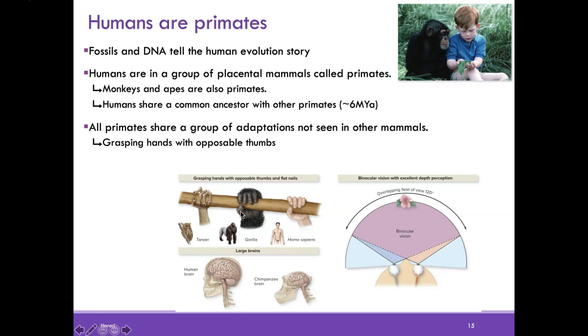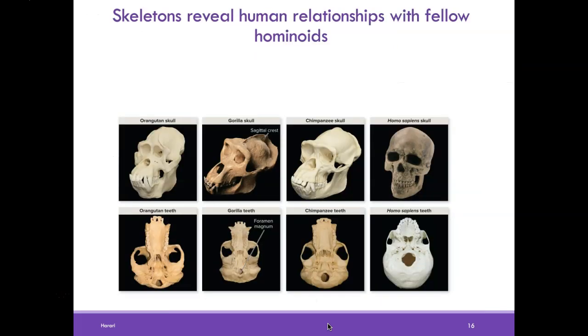So primates are able to grasp with opposable thumbs, so we can grab onto things, unlike any other mammal. Primates have binocular vision, so we can see 3D, really good depth perception, and we have overlapping field of view. We'll talk a lot more about that in chapter 16 when we talk about vision. And most importantly, it's our large brain. Primates have the largest brain compared to other mammals. Again, whales have very large brains as well, but primates have exceptionally large brains for their size.